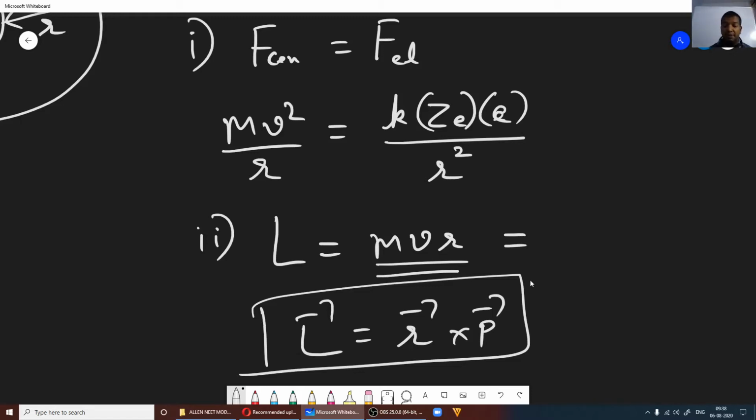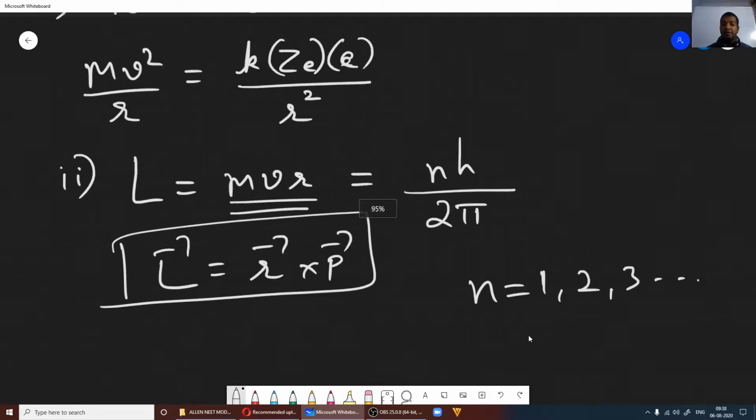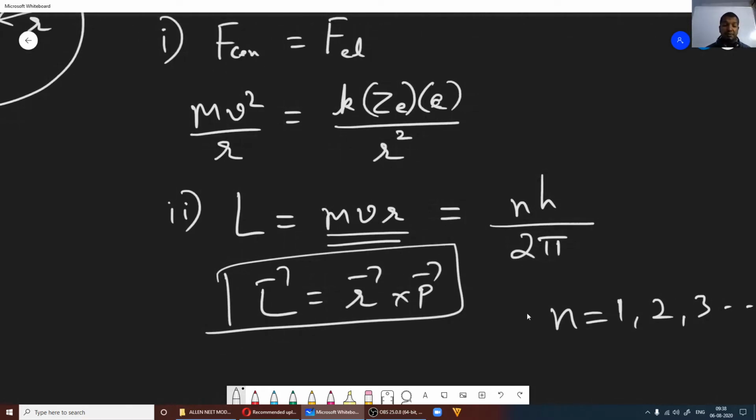Now according to Bohr, the angular momentum of the revolving electron is given as nh divided by 2 pi. Now n represents the orbit, so n is equal to 1 represents the first orbit, second orbit, like that. So n goes on like this. So this is what we have studied.